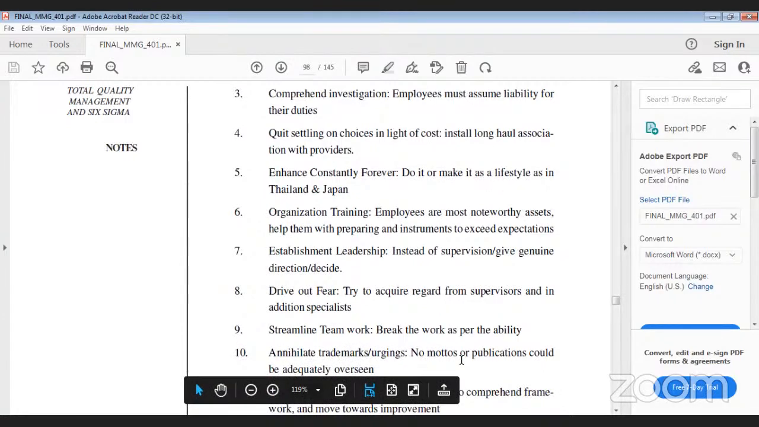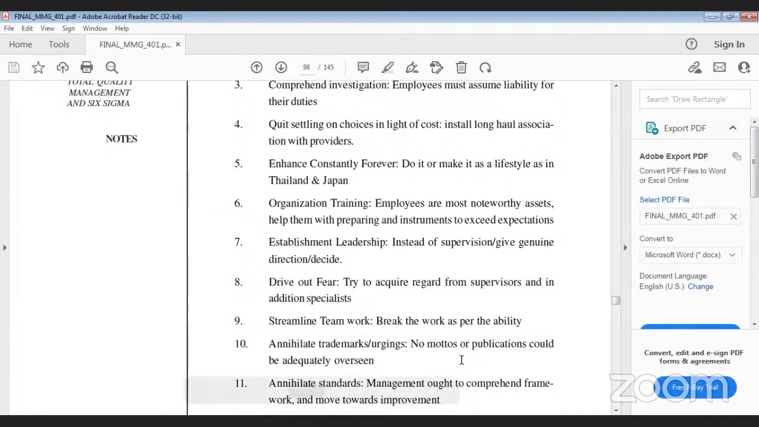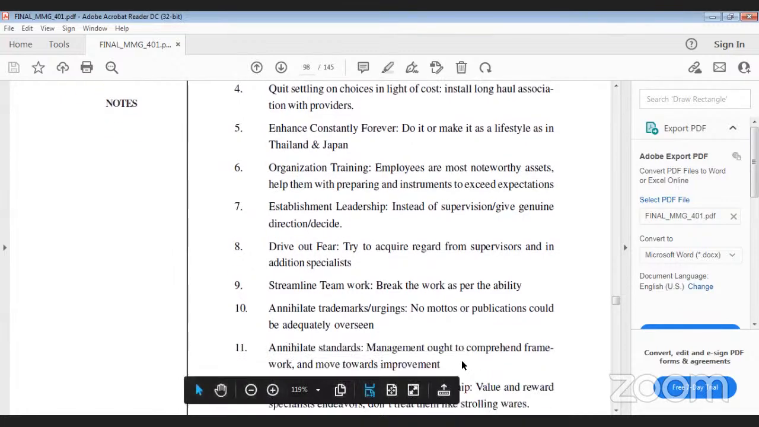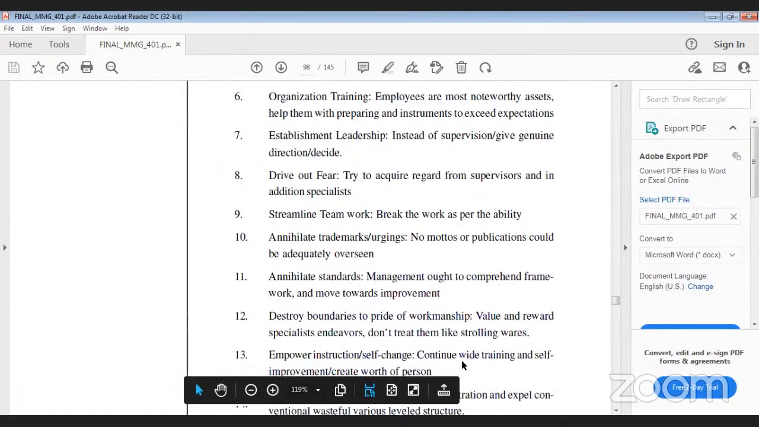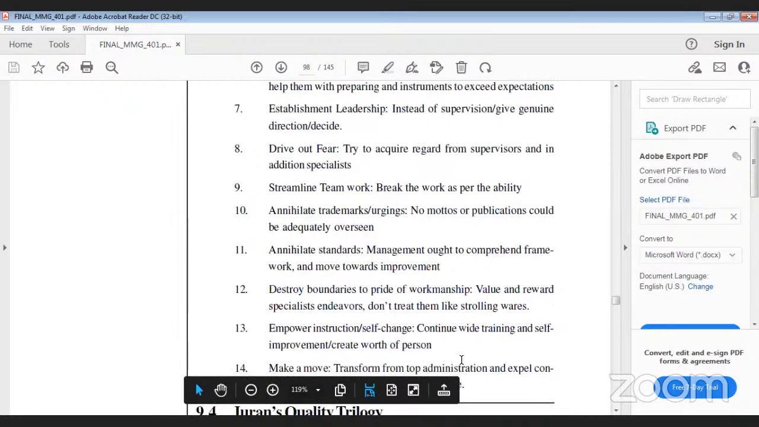Ninth point is streamline teamwork. It is the break of the work as per ability. Then 10th point is inherit trademarks or urgings. No mottos or publications should be adequately overseen. 11th point is annual standards. Management to comprehend a framework and move towards the improvements.